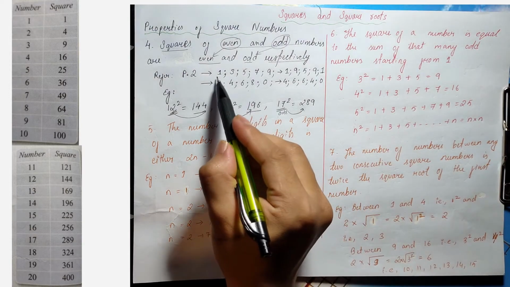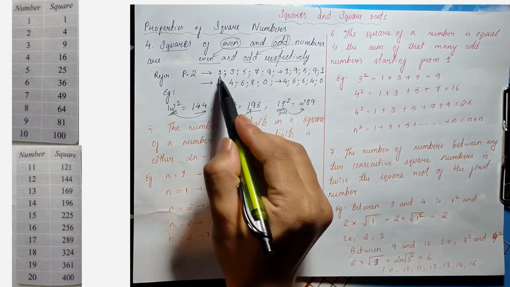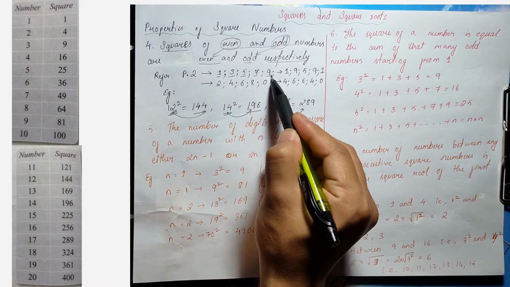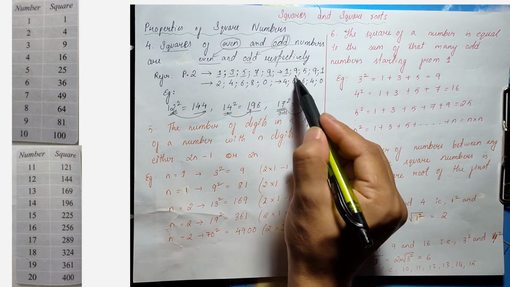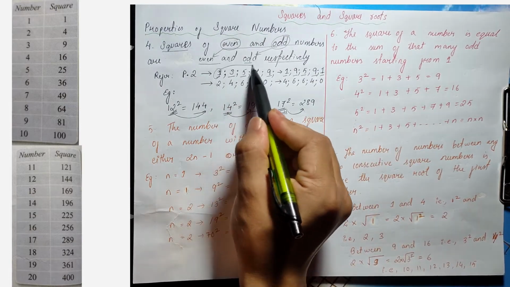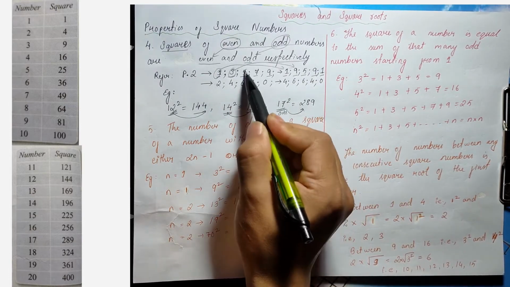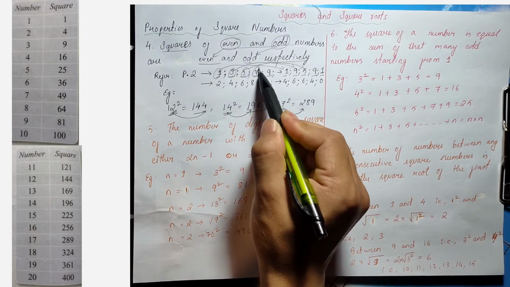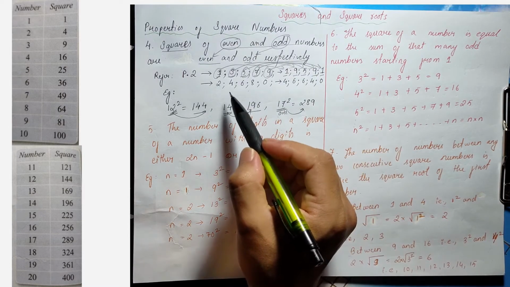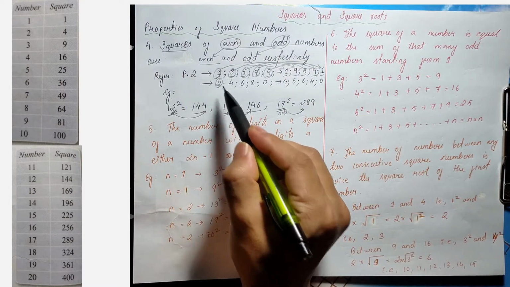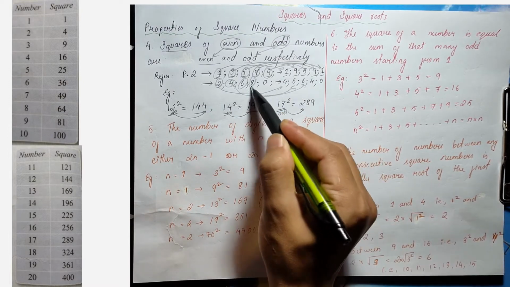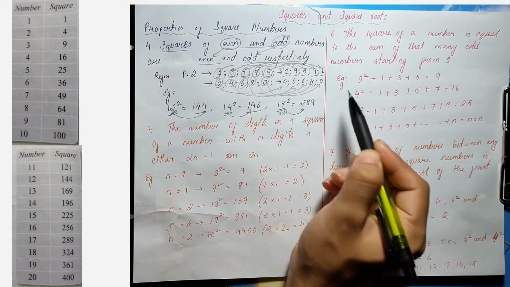To summarize, squares of numbers that end with 1, 3, 5, 7 and 9 will end with 1, 9, 5, 9, 1 respectively. So 1, 1, 3, 9, 5, 5, 7, 9, 9, 1. You can look at the table on the left hand side of your screen. 2, 4, 4, 6, 6, 6, 8, 4, 0, 0.